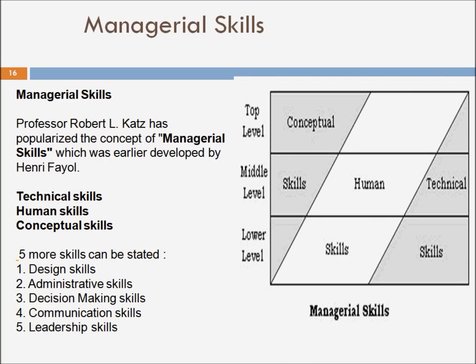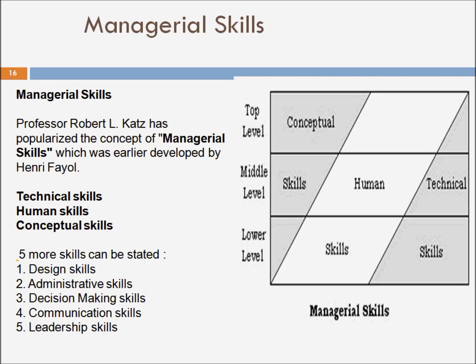Katz and Fayol were two scientists who conceptualized the managerial skills. They said that every manager needs to have three skills: technical, human, and conceptual. Technical skills are related to the technique or the basic functionality of a machine. If it is a manufacturing unit, then the manager should know how a machine operates. Human skill is related to the skill a manager needs to deal with the employees. A manager should know how to get work done from the employees.